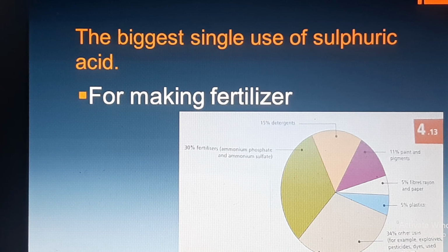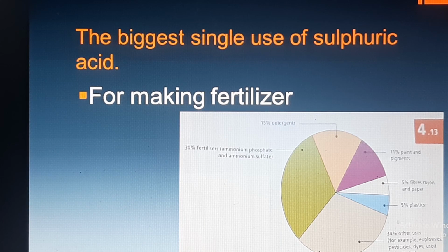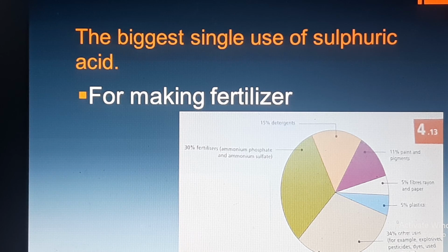Here are some questions. The biggest single use of sulfuric acid. See the diagram. The biggest single use is 30 percent. Single use means only for fertilizer. Here the 34 percent covers so many uses and products, but only for fertilizer they use 30 percent. So the biggest single use of sulfuric acid is for making fertilizer.